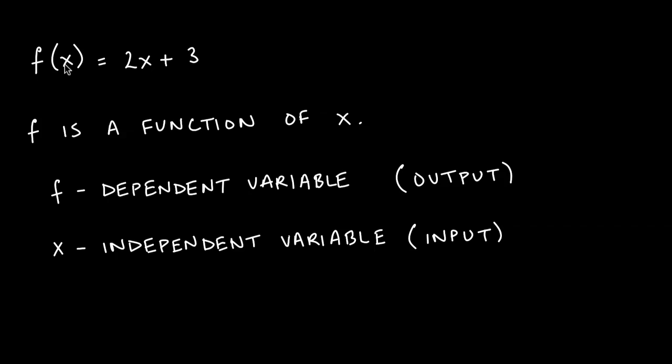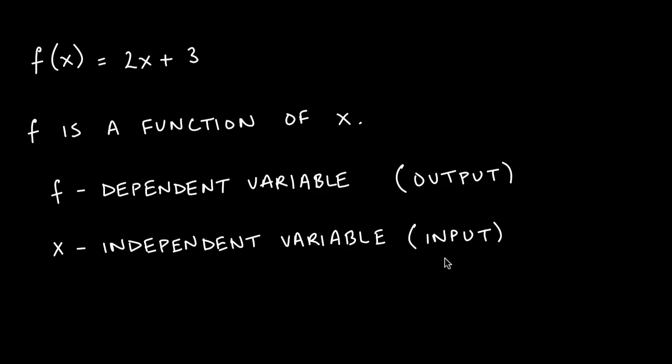So there's no restriction on that here. X could be whatever input it wants to be. Based on that input, or depending on that input, we're going to get an output value for f. So f is known as the dependent variable in this problem, and x is the independent variable. Now, if we had changed this to g and l, we would read this as g of l, where g would be a function of l, g would be the dependent variable, that would be the output, and l would be the independent variable, that would be the input.